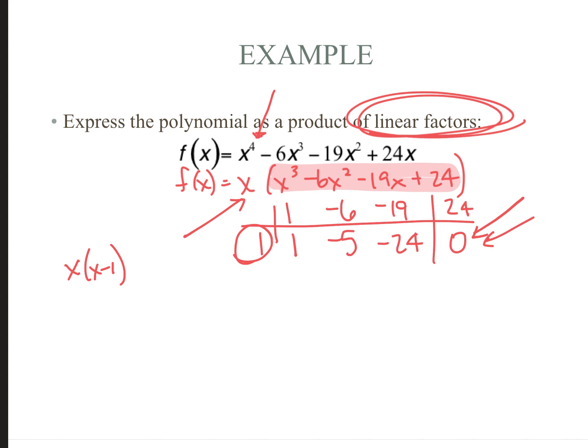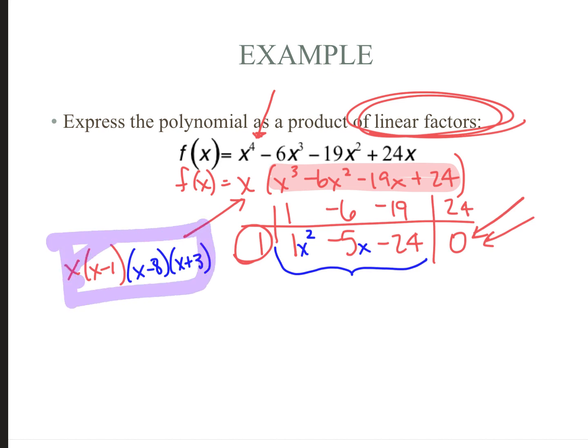So here, and I'm going to switch colors, here is my depressed polynomial. So the question is, is this factorable? And it is. It's factorable as x minus 8 times x plus 3. And now I have 4 linear factors. There they are. Okay, scooting this up.